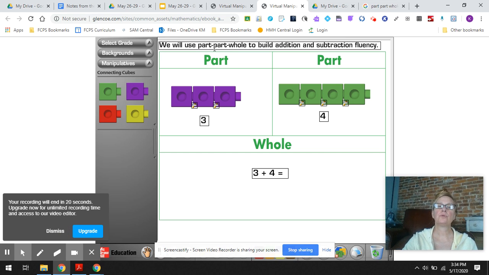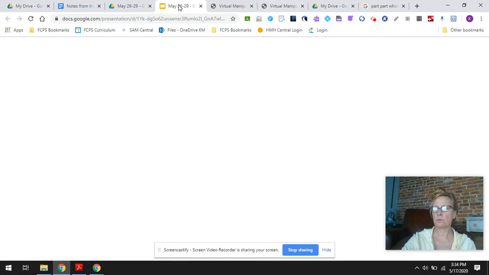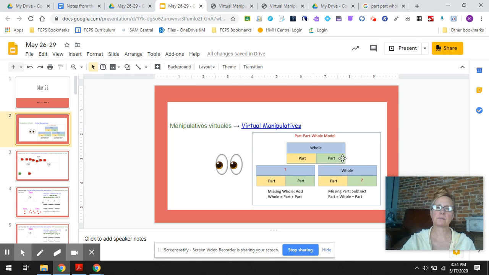Today, we will use part-whole to build addition and subtraction fluency. You can see I have a model here showing part and whole. I'm going to show you another model that uses the part-whole that looks like this. You can see here the whole is on top and the two parts are on the bottom. It doesn't matter which direction they go, but the part-whole model does have some rules.